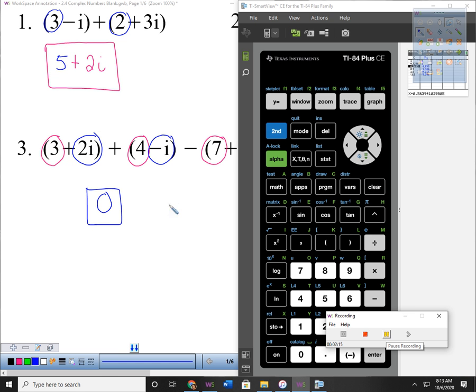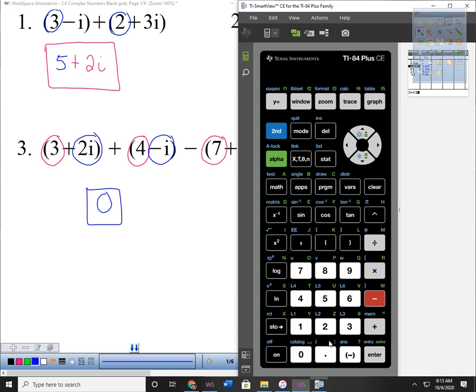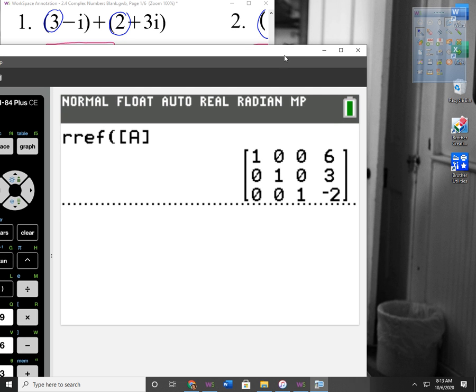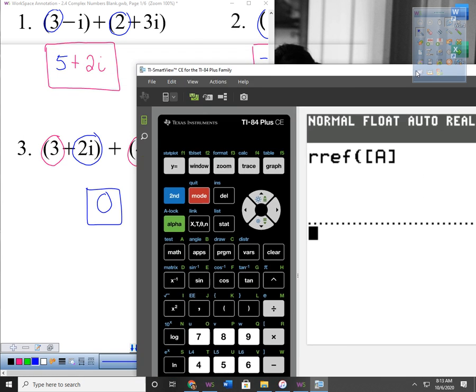Now, let's say that you wanted to make sure you were correct. You can plug these in the calculator, and you do that by, you got a parenthesis, so parenthesis 3 minus, and then i is right down here at the bottom above the decimal, so I would press second and the i right there. Do I know I'm not even on the right screen? Okay, I am on the right screen.